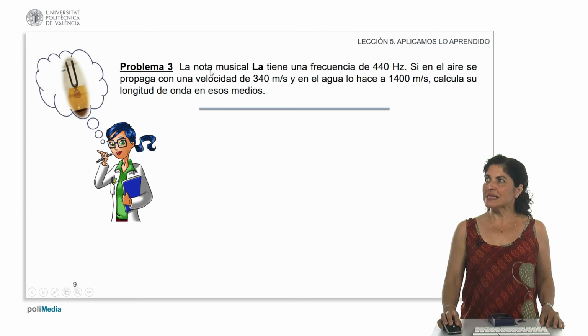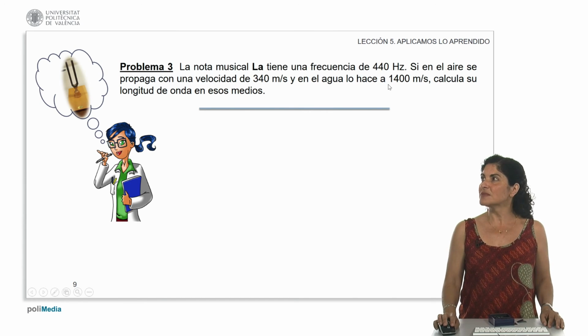Next exercise: we know that a musical note has a frequency of 440 Hz. In the air it propagates with a speed of 340 meters per second, and in water, which is a very different material medium, its speed is 1,400 meters per second. I am asked to calculate its wavelength in those two media.